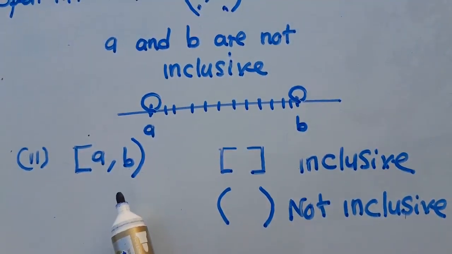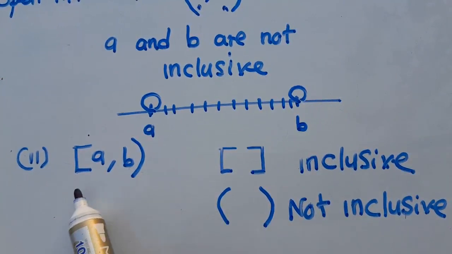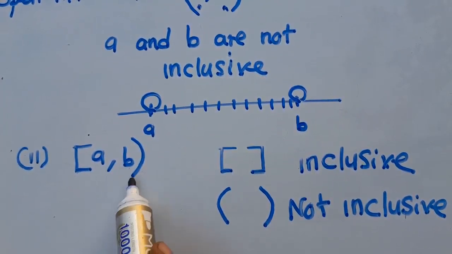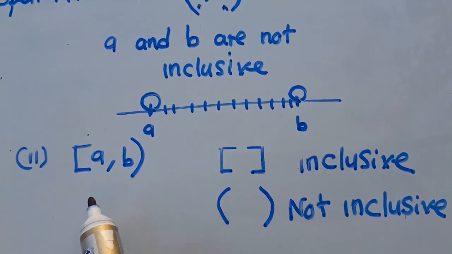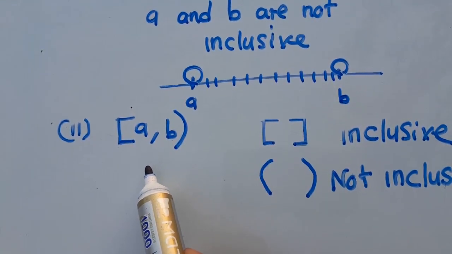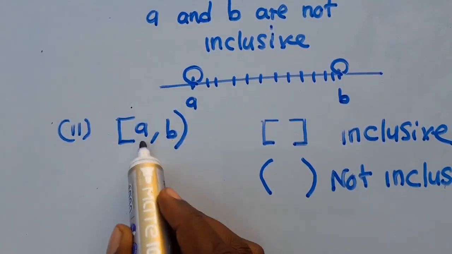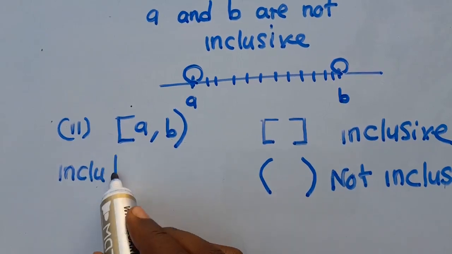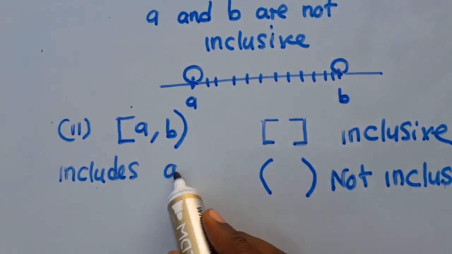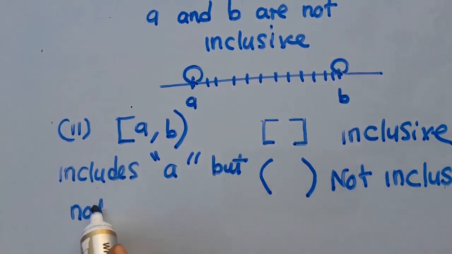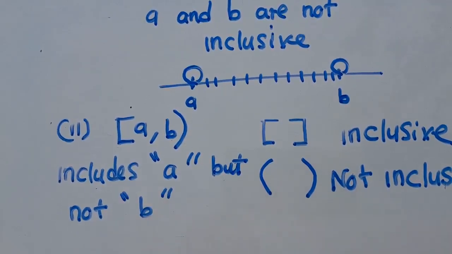So in a case where you've got these two, this means that this is a set of numbers between A and B, that includes A, but not B. Have you seen the way I've written this?